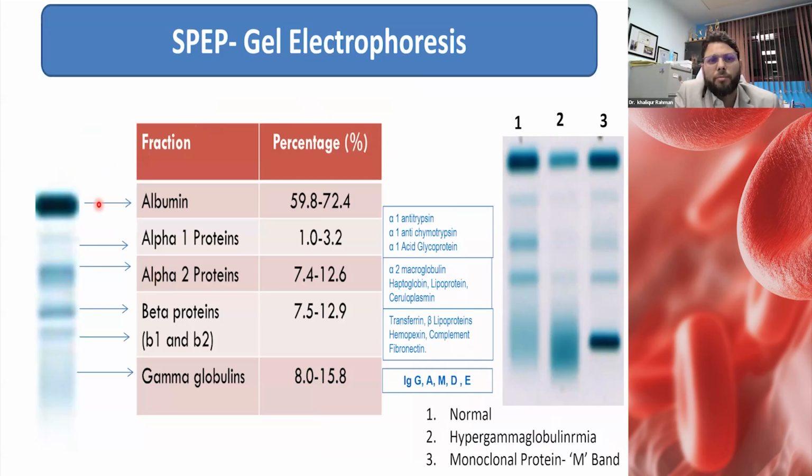As I told, this SPEP gel has multiple prominent bands. The most prominent is albumin, the others are alpha 1, alpha 2, beta 1, and beta 2. In the majority of cases, they come together as a single band, and then you have a smearing of gamma globulin. And these are all the proteins that are present in the alpha and beta regions. You have IgG, IgA, IgM, IgD, IgE all present over here. Sometimes monoclonal IgA moves towards the beta region.